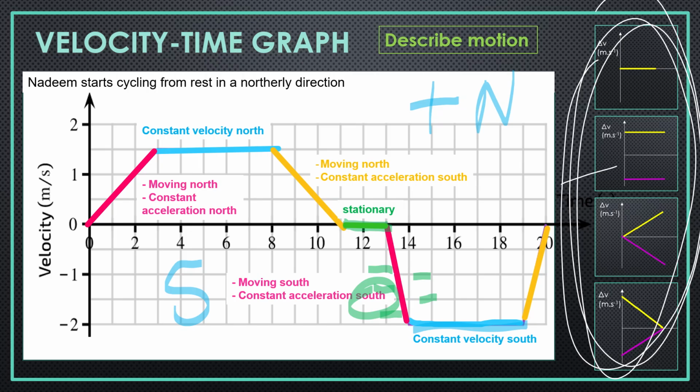Then we have a straight line with a positive gradient. The gradient represents acceleration, but the object is still below the x-axis. So the object is still moving south, but with a constant acceleration north. Why is your acceleration north? Because the gradient is positive, and positive is north.